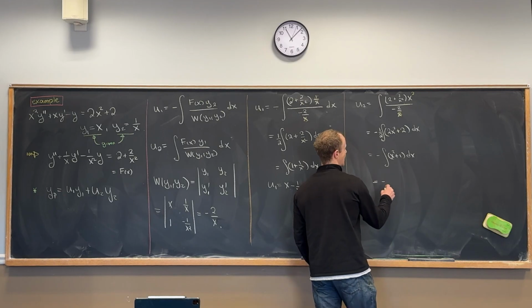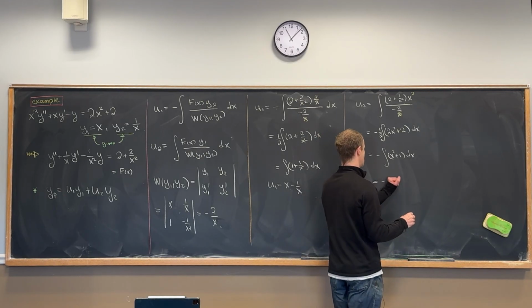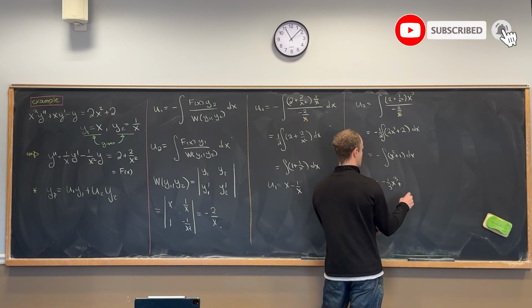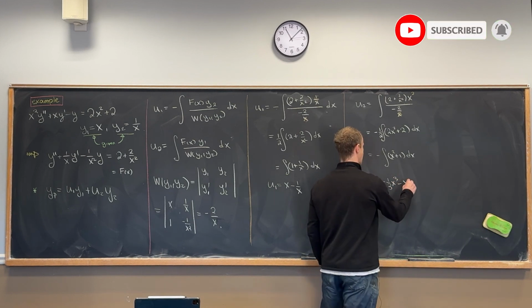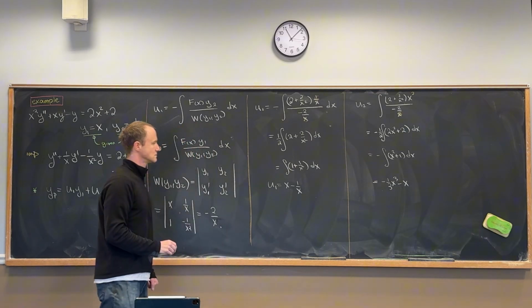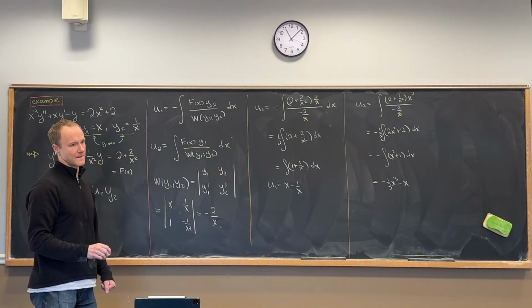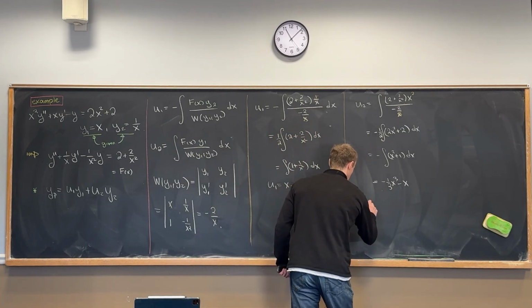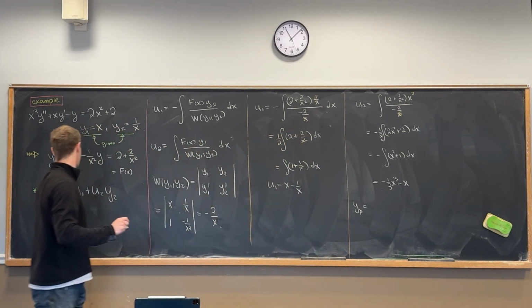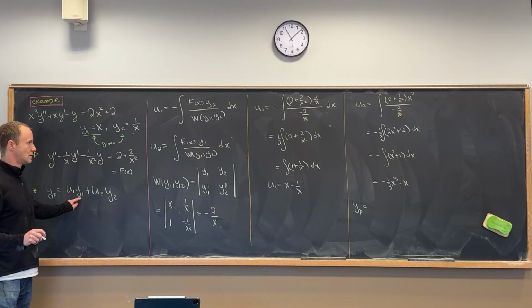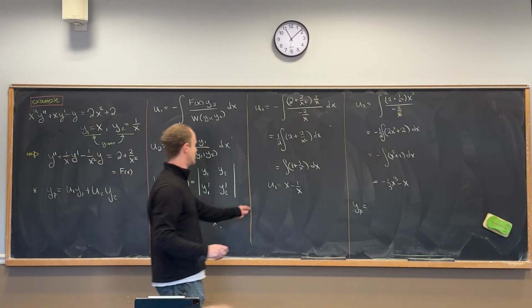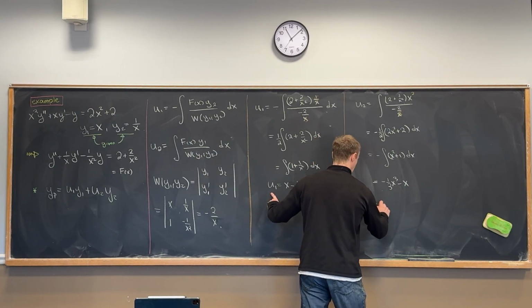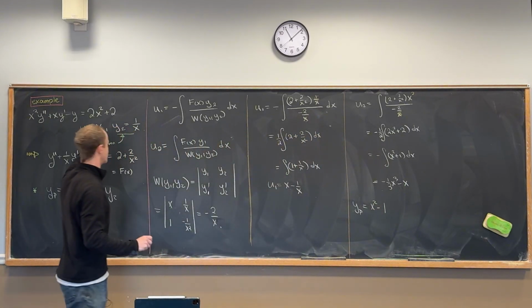So that's going to be minus, and then what? 1/3 x cubed minus x. Right? And then we have our yp, which we know is of this form, u1 y1 plus u2 y2. So u1 y1, that's going to be x squared minus 1, right? Because we multiply that by x.